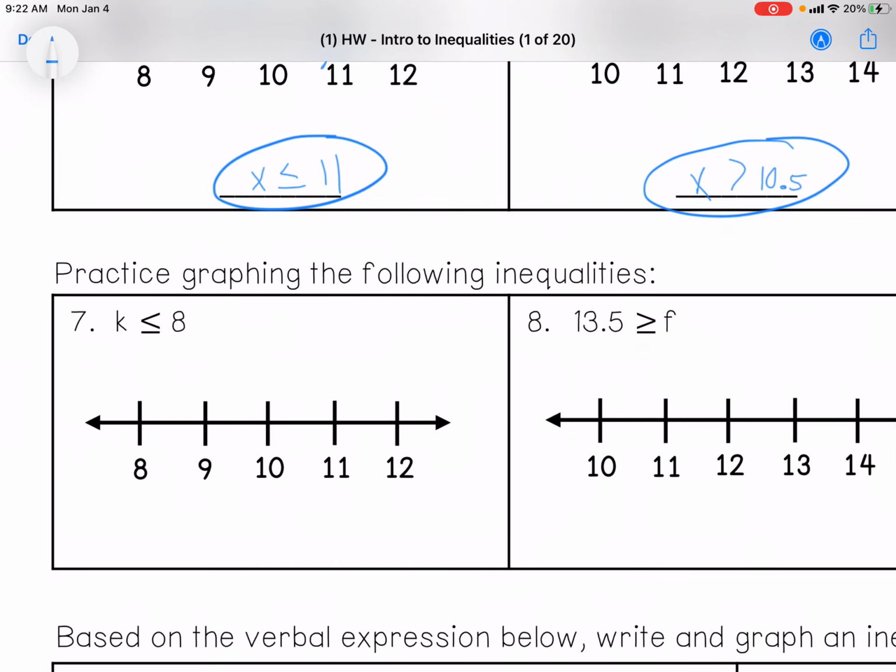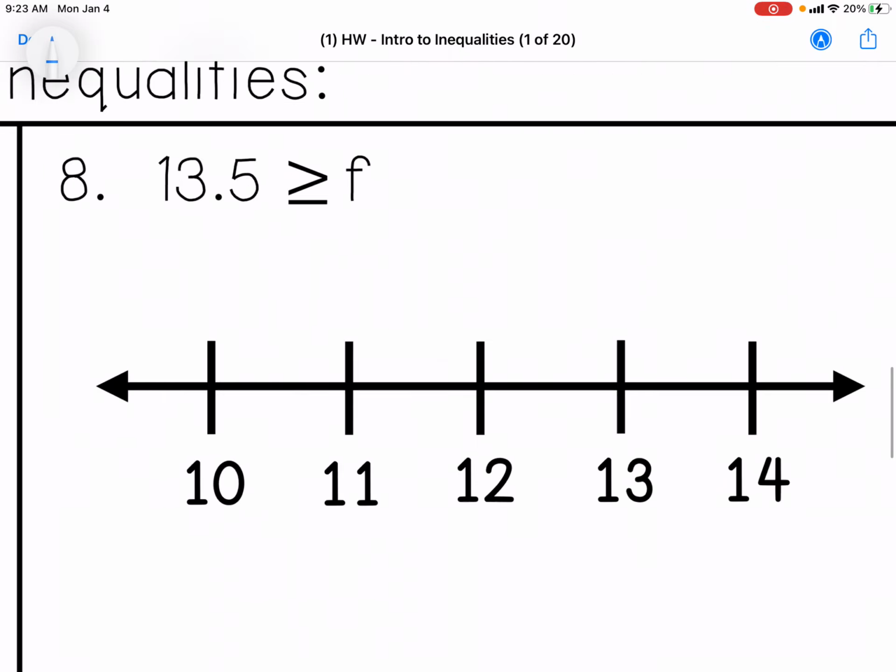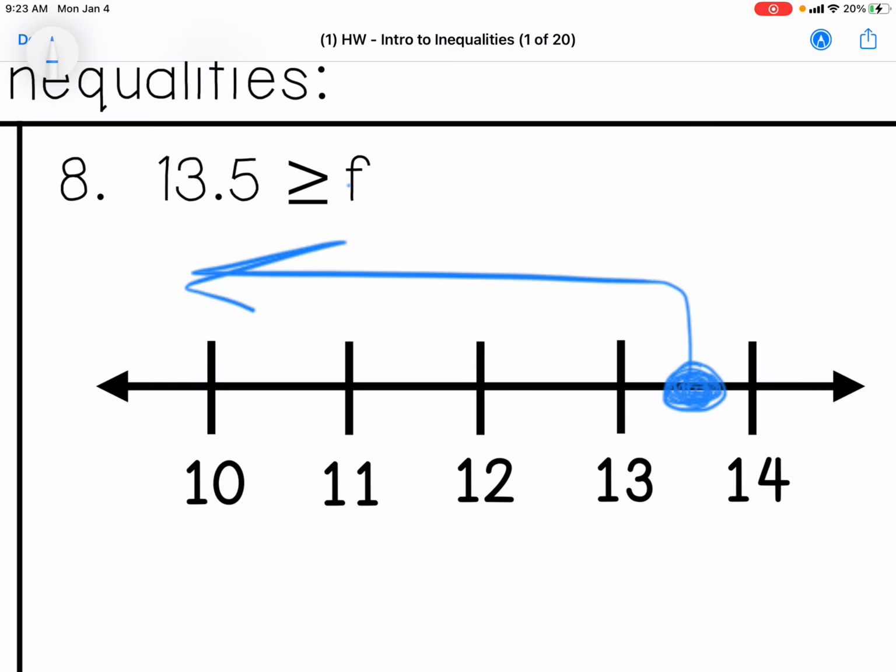Practice graphing the following inequalities. So we're going to graph these. The number is 8, so it's going to go on 8. It's a closed dot. How do I know all of that information? Because it tells me right there. It is less than, so it goes left. F is 13.5. Where is that? Right about here. Closed dot. F is less than, so it goes to the left.